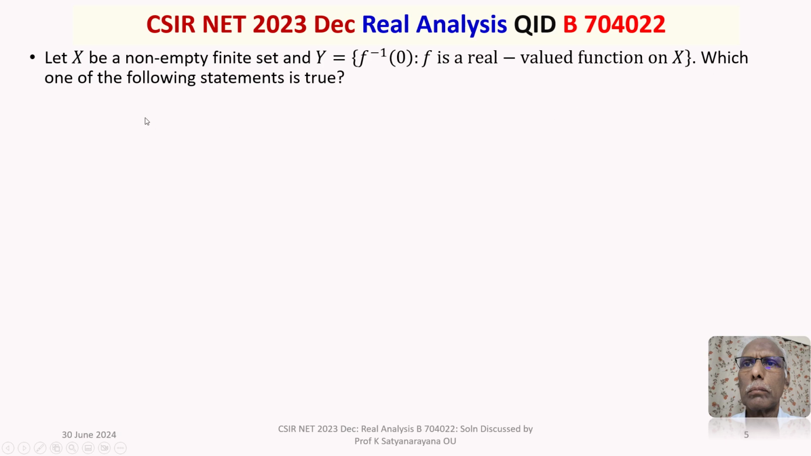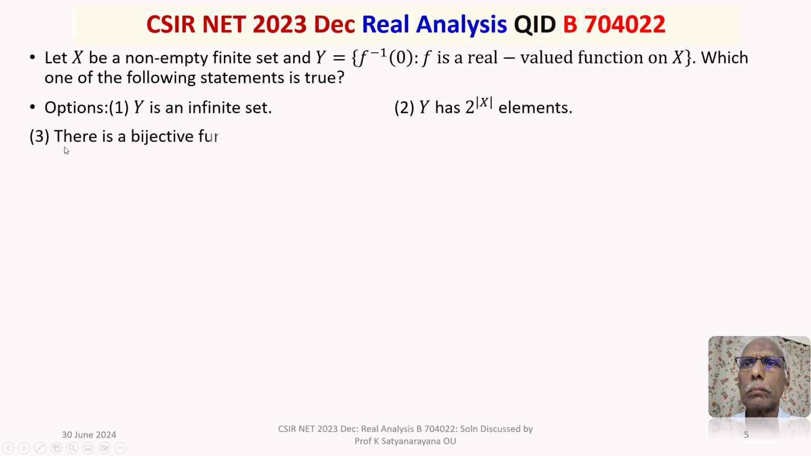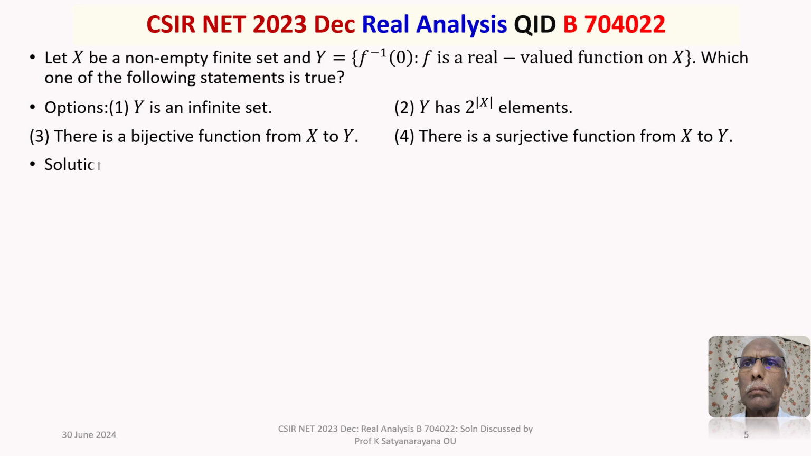And which one of the following statements is true? We are given 4 options. Option 1, capital Y is an infinite set. Option 2, capital Y has 2 power order of X elements. Option 3, there is a bijective function from X to Y. Option 4, there is a surjective function from X to Y. Let's now discuss the solution of this problem in detail.